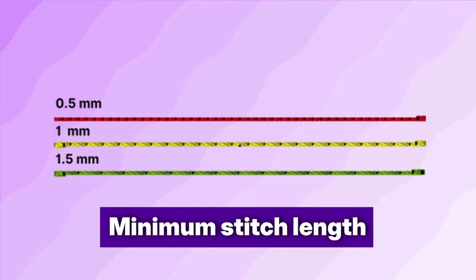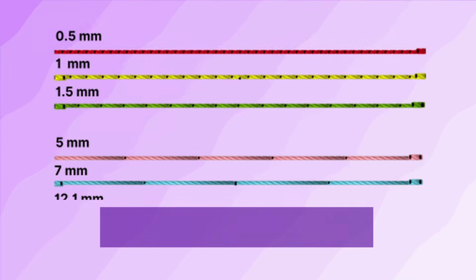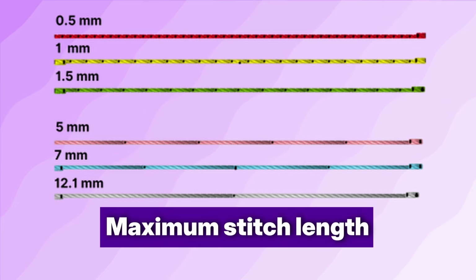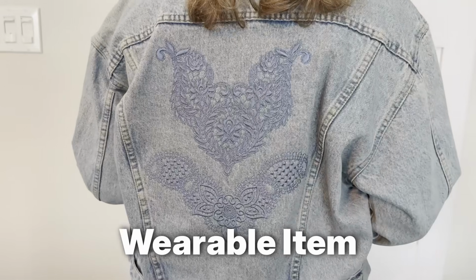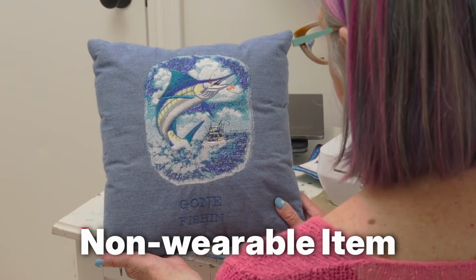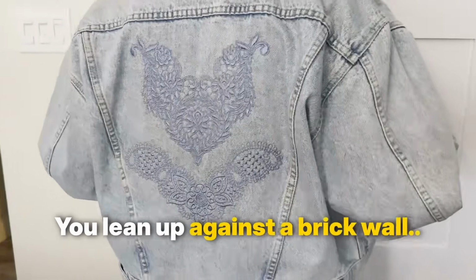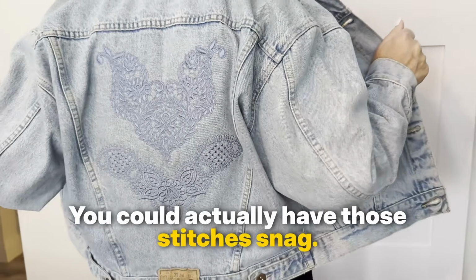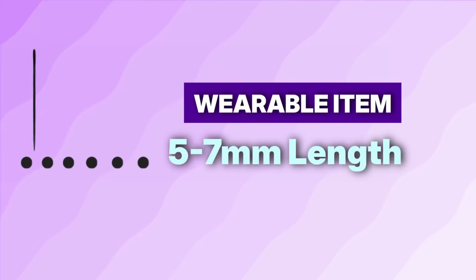Now that we've covered the minimums, let's talk about the maximum stitch lengths you'd ever want to use for a running stitch. And I'll be honest, there's two different answers. It depends on whether you're using them on a wearable item or whether it's going to be on a non-wearable item. If you have long stitches on a jacket and you lean up against a brick wall, you could actually have those stitches snagged. So if I'm doing embroidery on a wearable item, I always try to keep my stitch lengths between 5 to 7 millimeters in length.